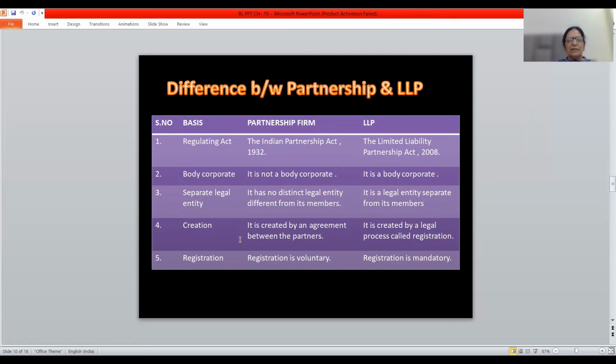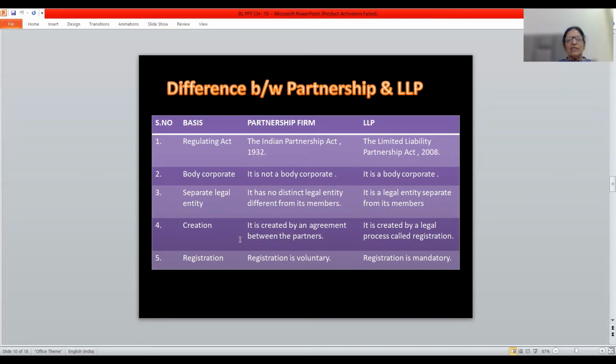Separate legal entity. Partnership firm has got no separate legal entity. It is a totality of partners. But LLP is a separate legal entity from its members. Partnership is created by an agreement. Partnership is always born out of agreement. But LLP is always created by a legal process, which is known as registration.